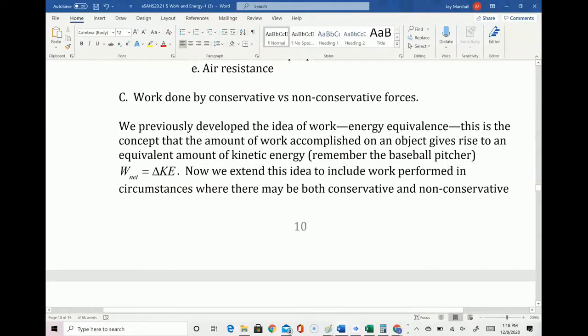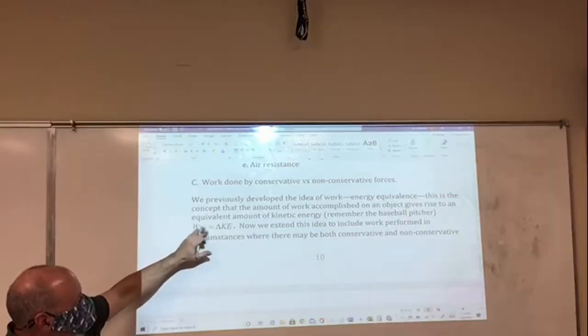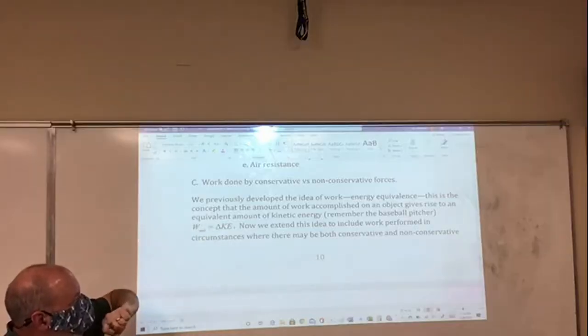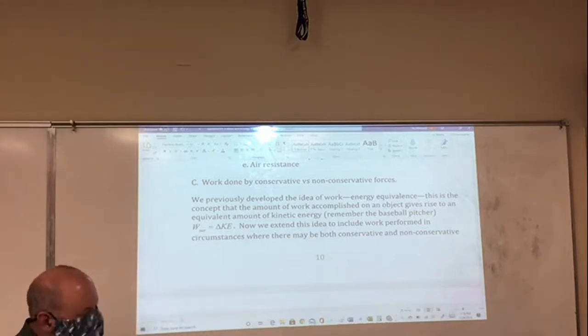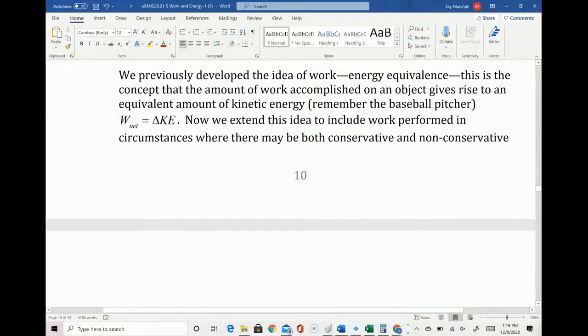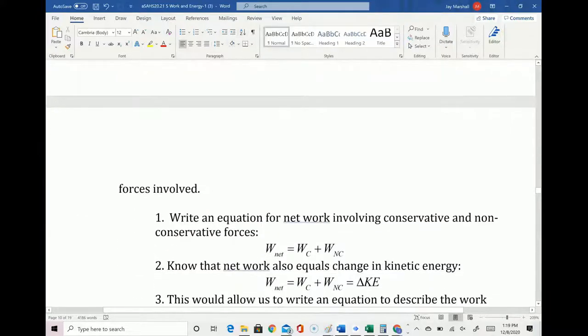So what about the work done by conservative and non-conservative forces? We previously developed the idea of work energy equivalence. This is a concept that the amount of work accomplished on an object gives rise to the equivalent amount of kinetic energy. And we also did that for potential energy too, right? When we were storing energy in a spring, for example, we said the work that we did equaled the amount of potential energy that we got. Now we extend the idea to include work performed in circumstances where there might be both conservative and non-conservative forces involved.